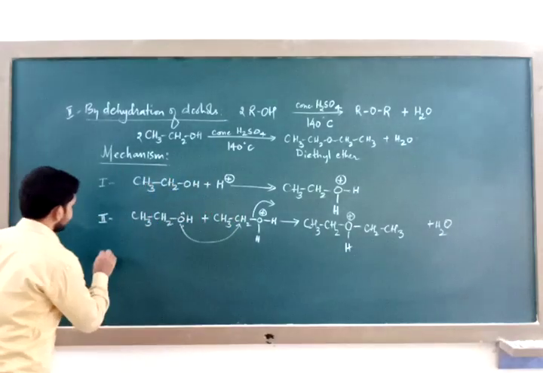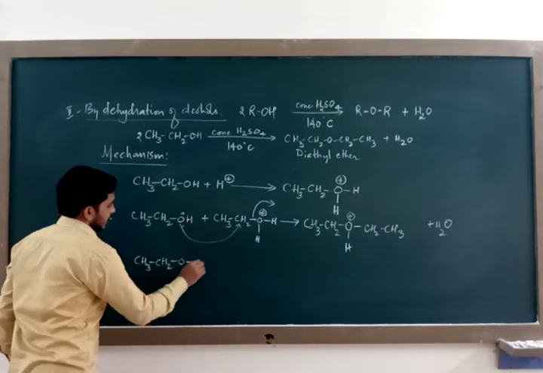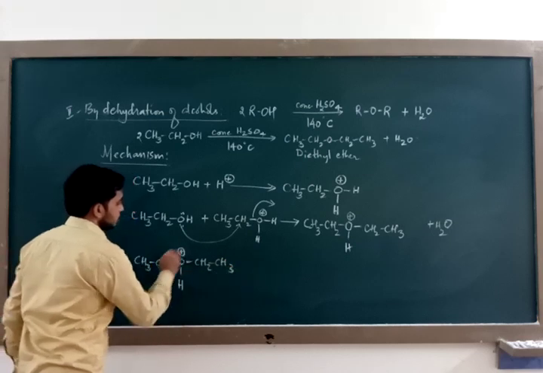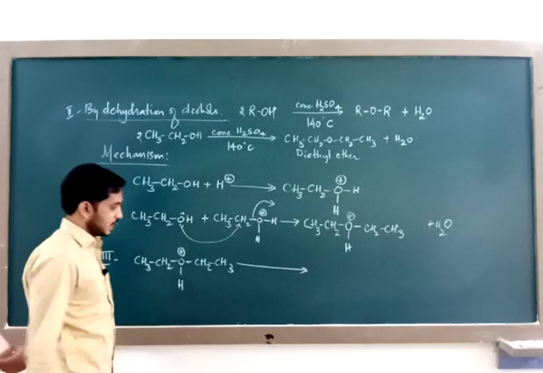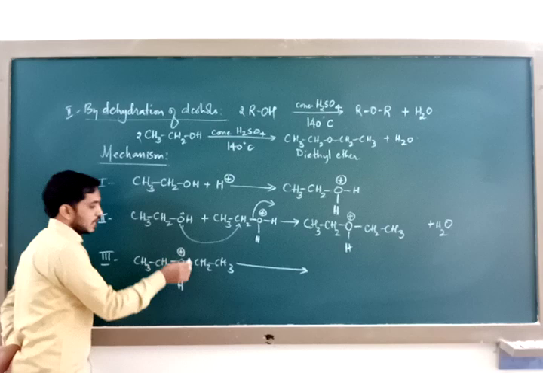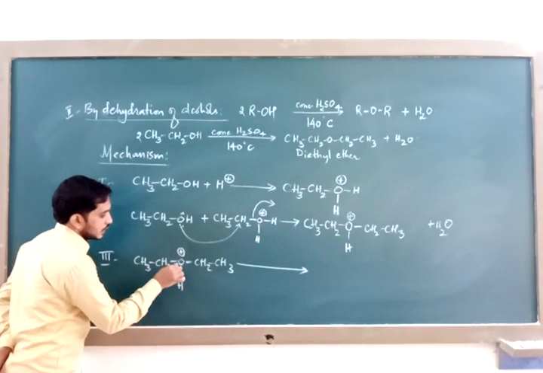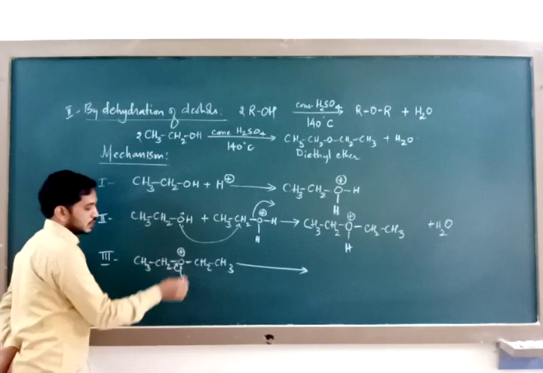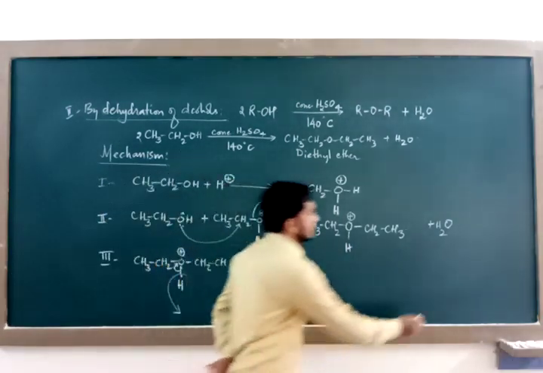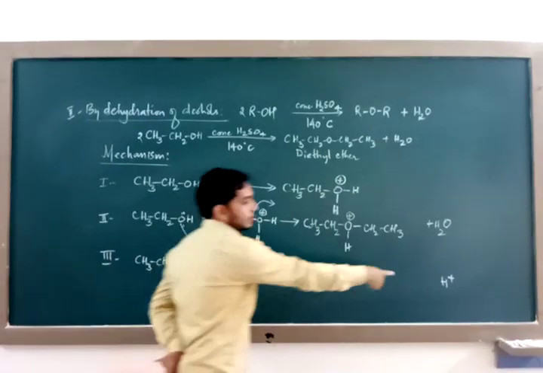In the last step, this protonated ether, that is protonated diethyl ether, now should lose a proton. How does this happen? You see, oxygen is carrying positive charge. To balance this positive charge, the electrons of this OH bond transfer here onto the oxygen to neutralize this positive charge. As a result, this H goes away as H plus. The same H plus which was generated in the first reaction is now regenerated.